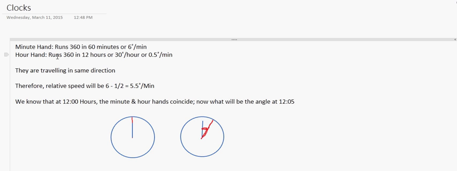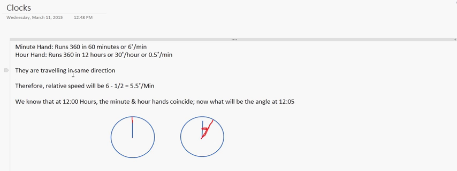Similarly, an hour hand moves 360 degrees in 12 hours, right? For example, if now it's 12 noon, the hour hand would again point to 12 at 12 midnight, which means after 12 hours. This means 360 degrees in 12 hours, or 30 degrees per hour, right? So the angle the hour hand makes when it is at 12 and then at 1 is 30 degrees, or 0.5 degrees per minute, right?